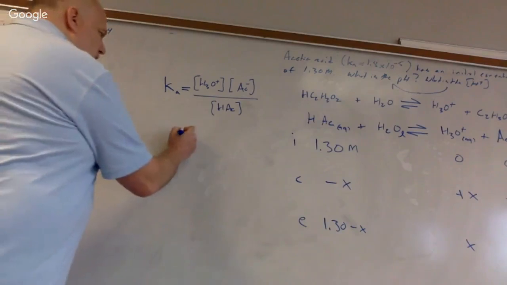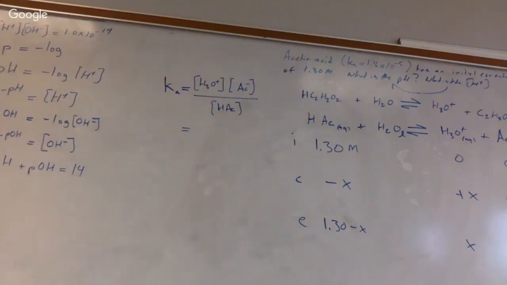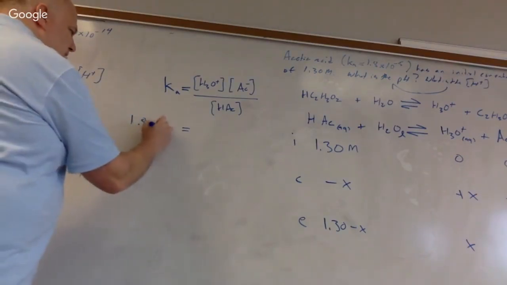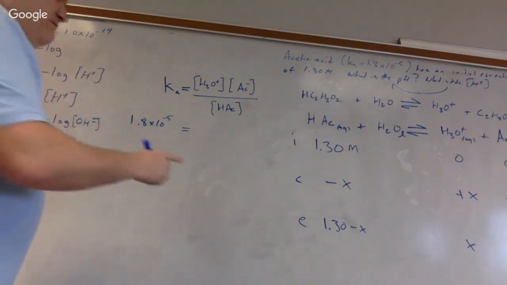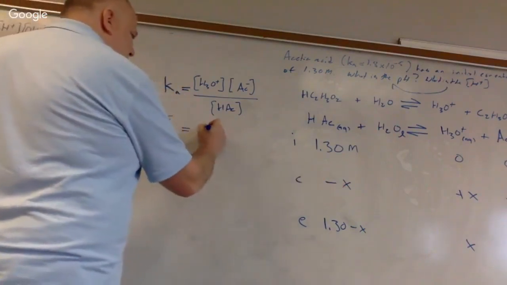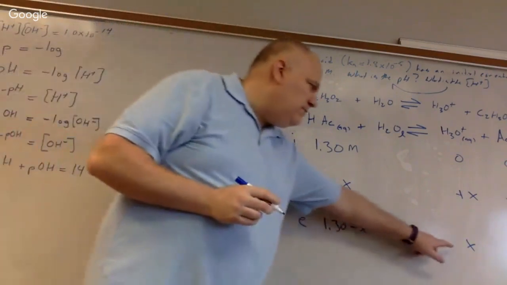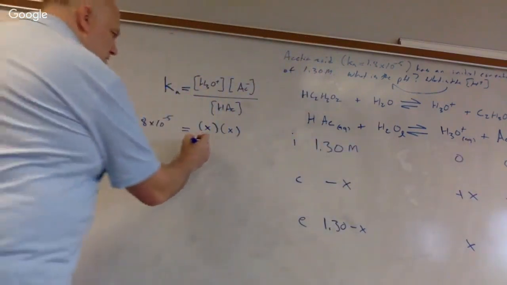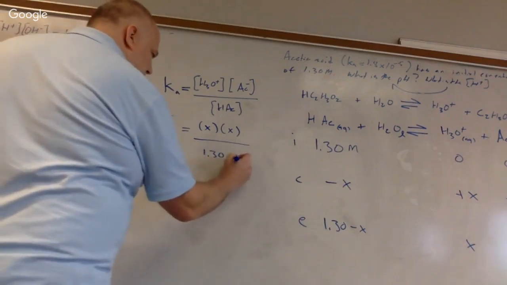First of all, don't I know what my Ka value is from the problem? Isn't it 1.8 times 10 to the negative 5? So I'm going to put that over here as 1.8 times 10 to the negative 5. Then I'm going to put my values on the top. So it's going to be x times x, because those are my 2 equilibrium values for H3O plus and AC minus. And on the bottom, I'm going to put 1.30 minus x.